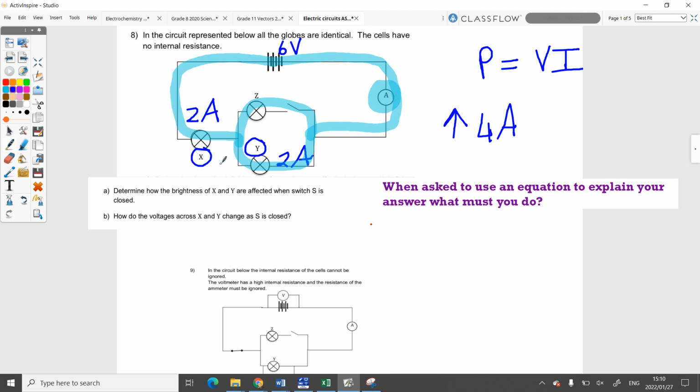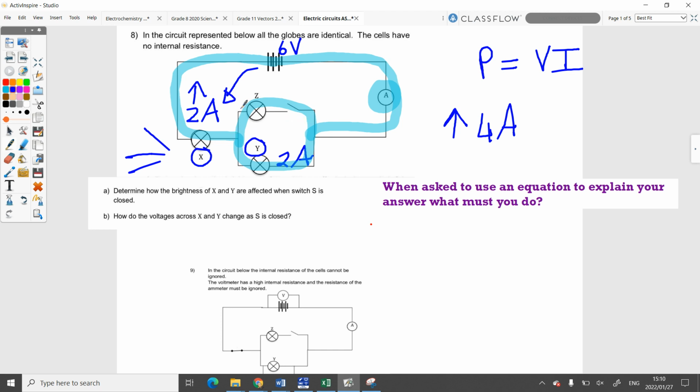So the current is going to go up to 4 ampere in an ideal world if there's no internal resistances. So that means that this current will go up and they still have 6 volts of energy to share. So this one is still going to get the same energy, but now this one gets higher voltage, higher current, so this one will go brighter. So do you all understand that X will be brighter?